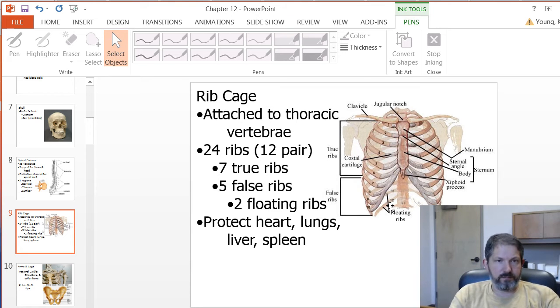They're still just ribs. But 7 are considered true ribs because they're attached to the spinal cord and attached to the sternum with cartilage. 8, 9, 10, 11, 12 are false. 11 and 12 are also floating. Why do we have them? Protection. Right? Protect the heart, protect the lungs, protect the liver and the spleen.